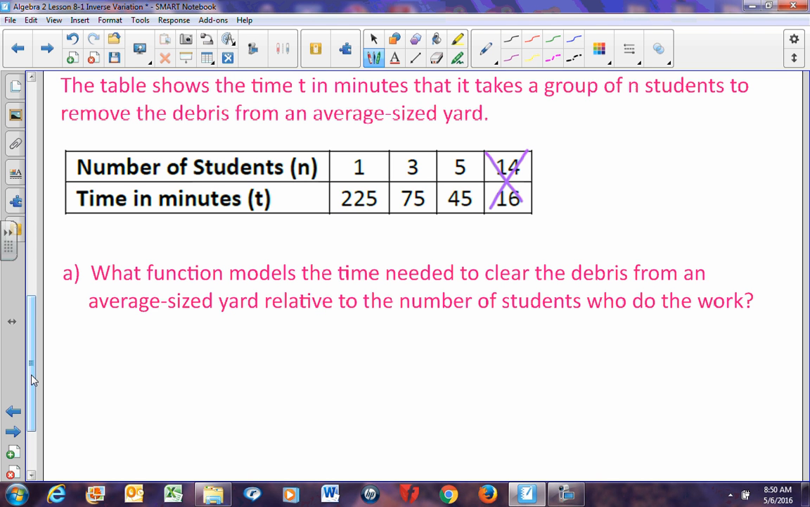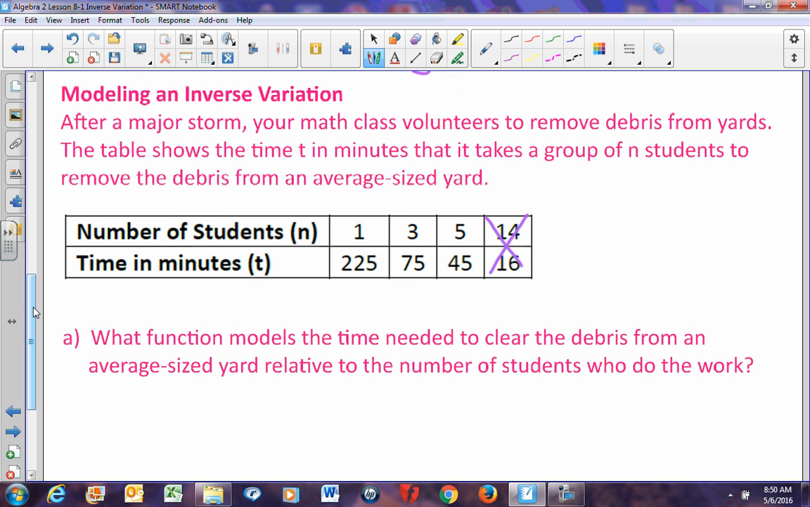So the table shows a time t in minutes it takes a group of n students to remove the debris from an average size yard. We had a major windstorm. After a major windstorm, your math class volunteers to remove debris from yards. So if only one student is doing it, it will take them 225 minutes. If 3 students are doing it, it will take them 75 minutes. If 5 students are doing it, it will take them 45 minutes.